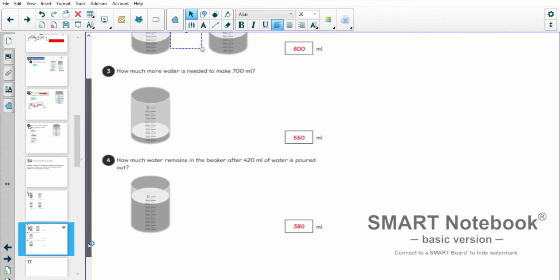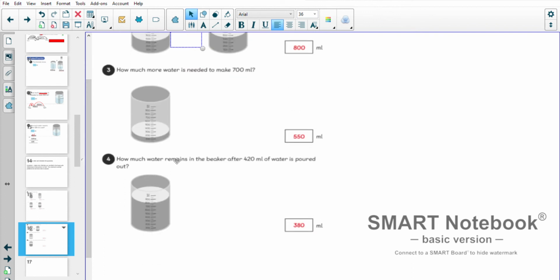And then question 4, how much water remains after the water is poured out? So you definitely need to take this away. So it's 800, take away 420 is 380 millilitres.